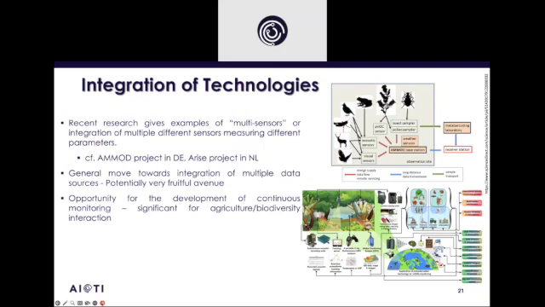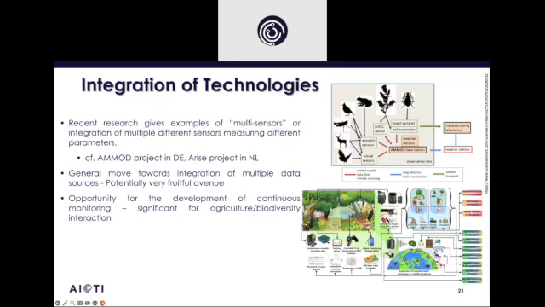So then, as I mentioned, the importance of integrating technologies. Recent research gives examples of multi-sensors or integration of multiple different sensors measuring different parameters. There's a general move towards integration of multiple data, and this is potentially one of the most fruitful avenues because, after all, human beings, when you are in situ in the landscape, you're actually using many different sources of information as a person to understand what's going on, to observe, to listen, and even to smell. And so there are systems now which are using imaging, which are using acoustics, which are even using volatile organic compounds that are in the air, detecting all these things and bringing this together.